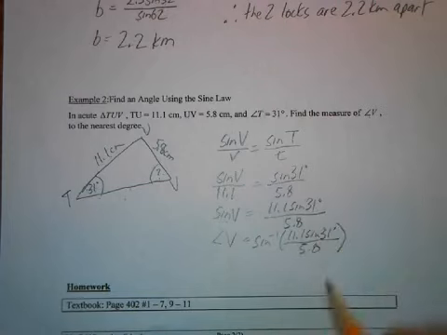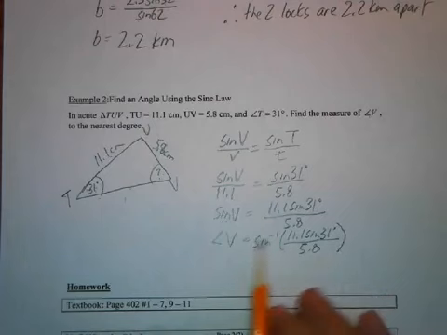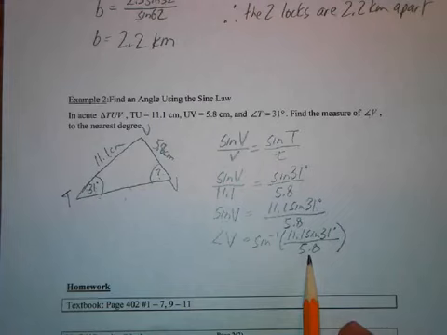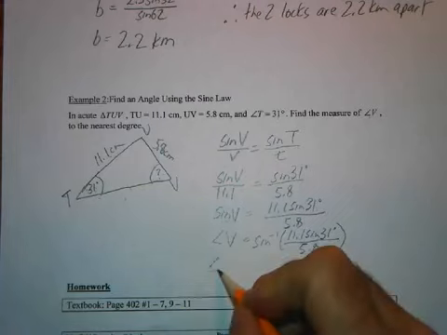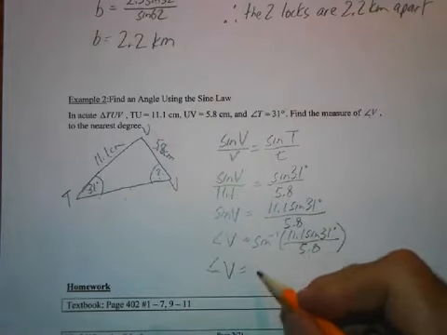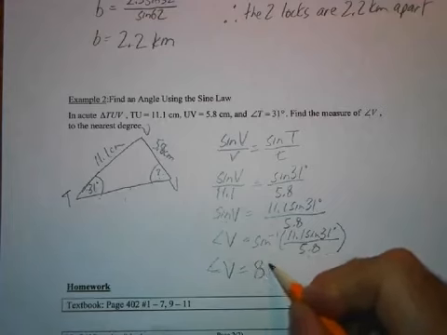And this is where you do your single calculation. So if I'm doing this on my iPhone, it's 31 sine times 11.1 equals divided by 5.8 equals, and then sine inverse. Okay, and it's going to be rounded to the nearest degree, so that works out to 80 degrees.